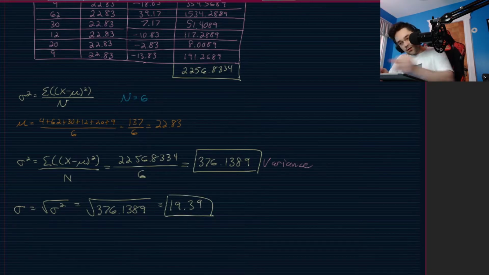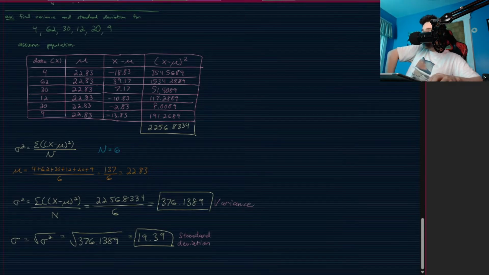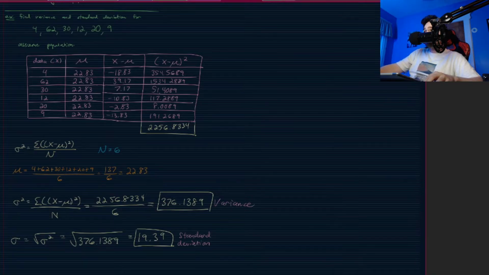And remember, this is what's called our standard deviation. We'll learn a lot more about the influence of these measures later. Because, what does this 376 value mean? What does this 19.39 value mean? Well, the 19.39 value is the average distance away from the mean, essentially. Essentially is what it's trying to do there.